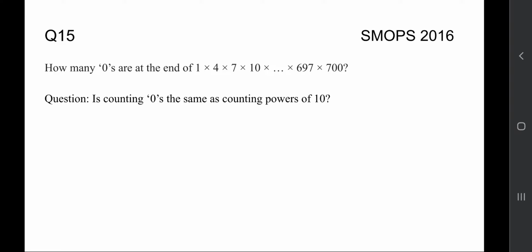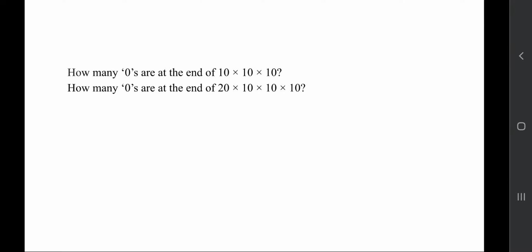The leading question I have for you is whether counting zeros is essentially the same problem as counting the powers of 10. What do I mean? Let me give you an easy example. How many zeros are there at the end of 10 times 10 times 10? Some of you may do this very quickly. You can tell me it's 3.